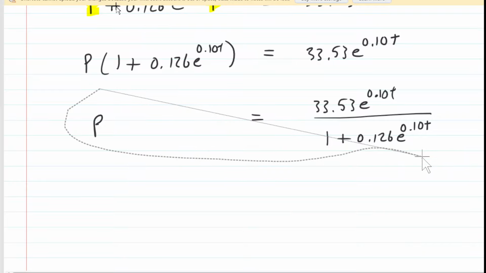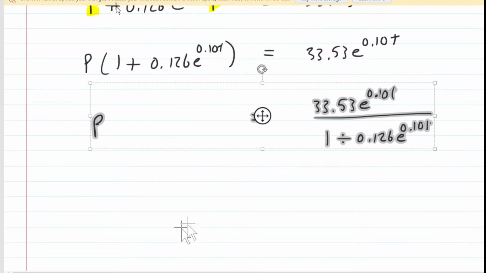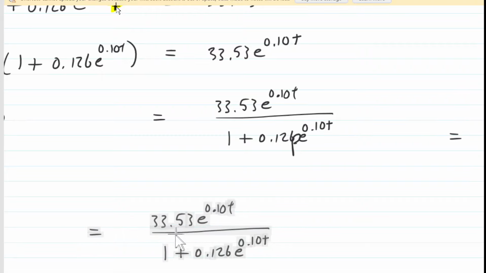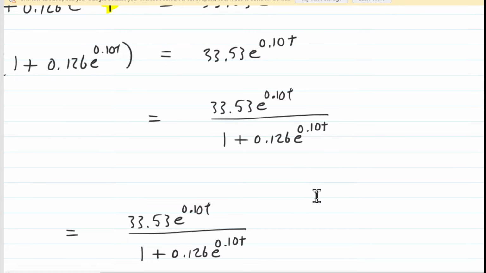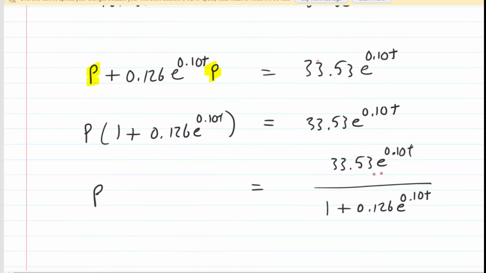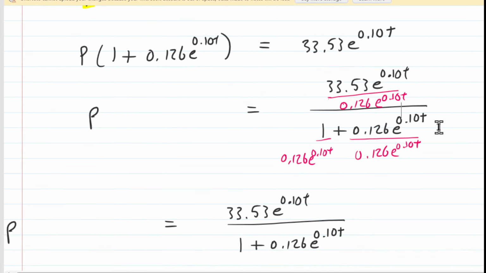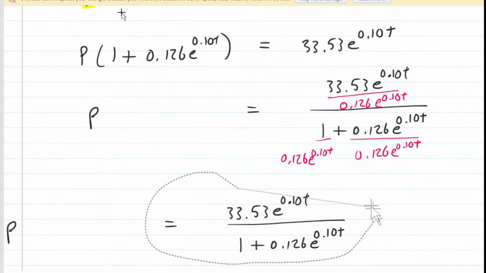We've solved for p. Now, it might not look like the exact form we would have gotten had we just plugged into the solution given by the textbook, but we can actually make it look like that solution given by the textbook if we employ one final maneuver here as I try to center this. There we go. So to make it look like the final form in the textbook, you're going to divide every term here by the 0.126e to the 0.10t.